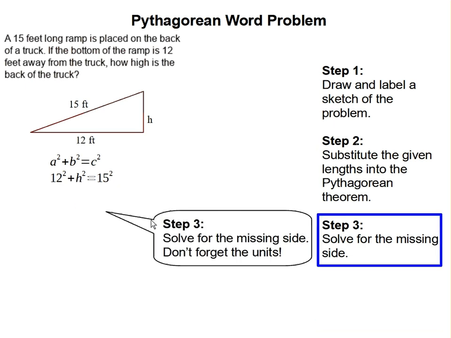Alright, now we solve for the missing side. Okay, so we get 12 squared is 144. 15 squared is 225. Subtract 144 from both sides, we get 81. Take the square root of both sides, we get 9.